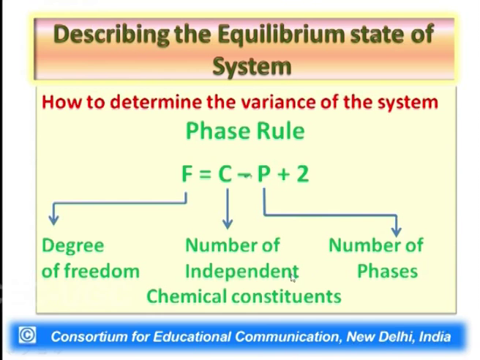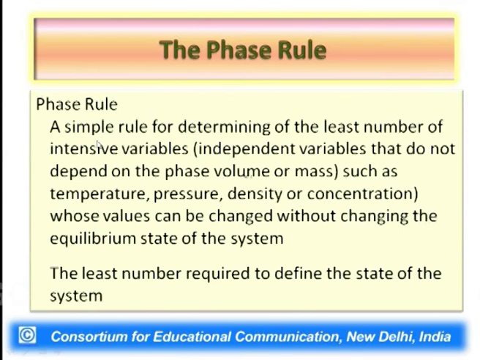What is the difference between a constituent and a component? I have already stated that this difference would become a little clearer when we progress our discussion on the basis of interpretation of the phase rule, when we take up certain examples. For the time being, we can only say that independent chemical constituents are nothing but the chemical constituents which constitute the system. So, it means the number of chemical species which are present in the system. Now, P is the number of phases. How many phases are present in the system? So, this phase rule is a simple rule for determining the least number of intensive variables, or minimum number of intensive variables, which are independent variables that do not depend on phase volume or mass.